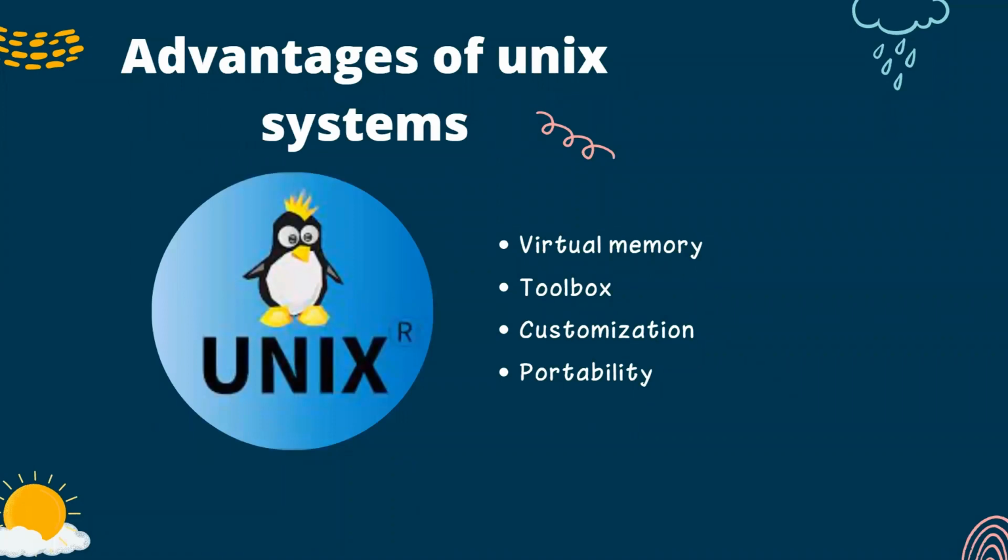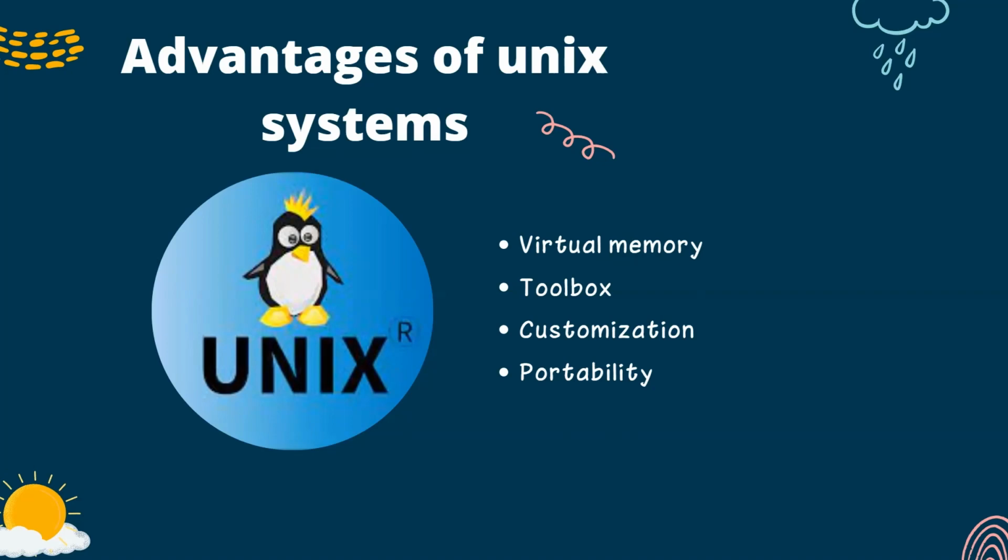Okay, now we are going to talk about the advantages of Unix systems. The first one is virtual memory. The Unix operating system offers an efficient level of virtual memory. That is, the system can handle several programs at the same time without making excessive use of the system resources. The next one is toolbox. This operating system offers a rich collection of small utilities and commands that are designed to carry out specific tasks instead of being cluttered by a variety of special but insignificant options.